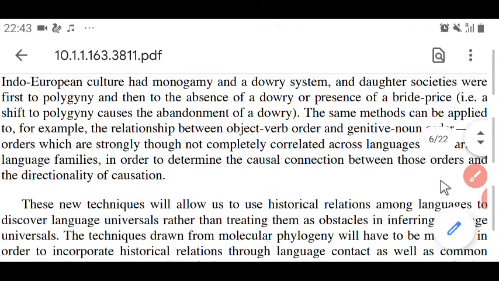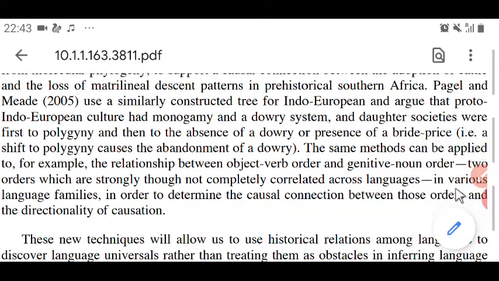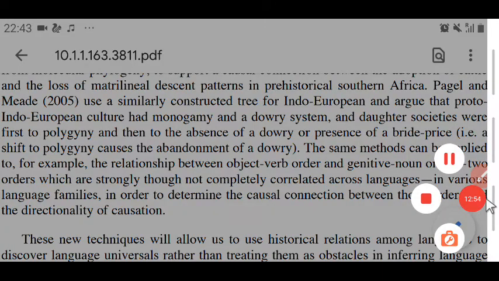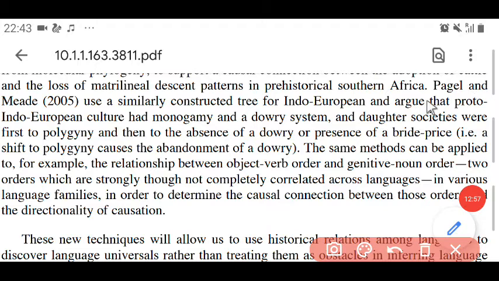Pagel and Mead, 2005, use a similarly constructed tree for Indo-European and argue that Proto-Indo-European culture had monogamy and a dowry system, and daughter societies shifted first to polygyny and then to the absence of a dowry or presence of a bride price, that is, a shift to polygyny causes the abandonment of a dowry.